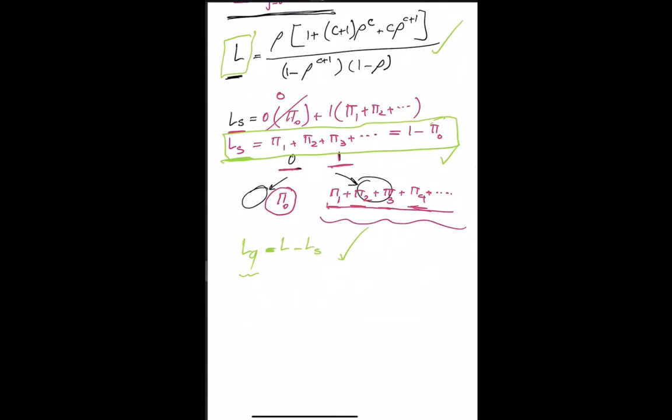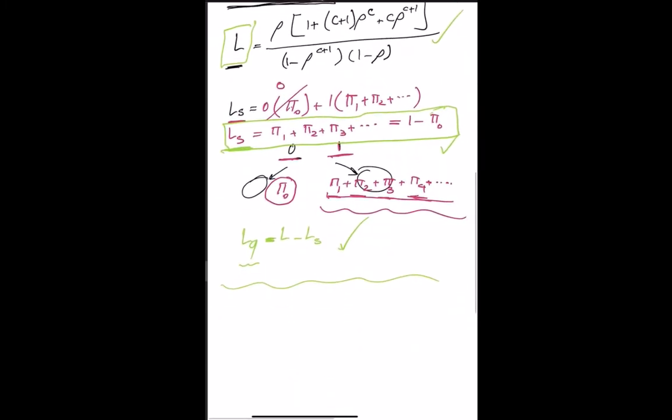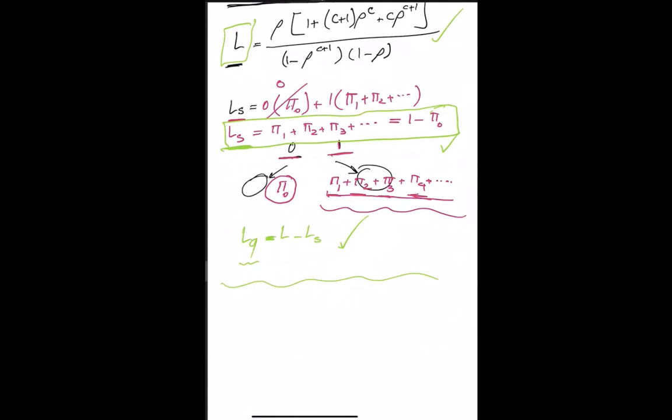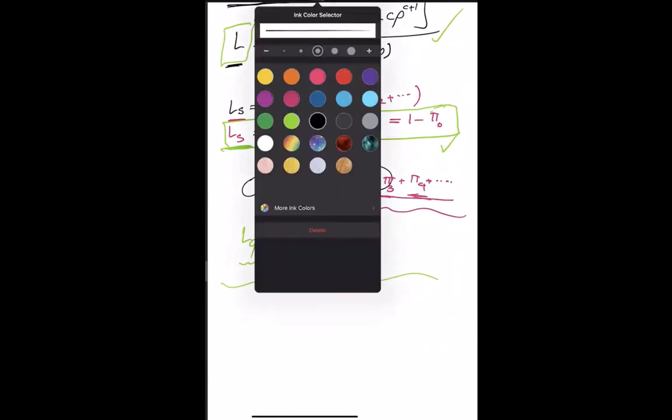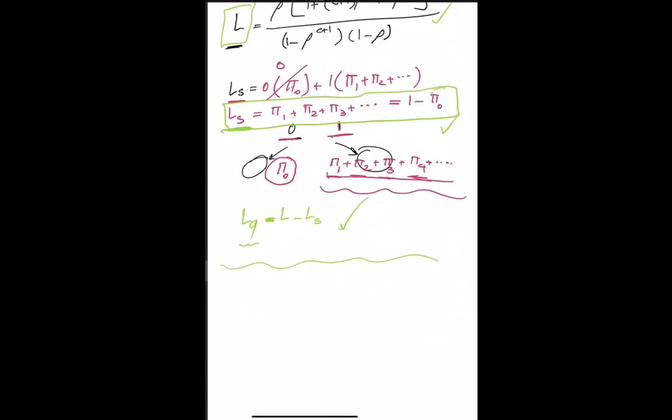And then the other things that are left. We calculated L, LS, LQ. We calculated the formula for pi j's and pi 0. What are the other things that are left? W. W, WQ, and WS. So we know the formula for W, right? Little's formula is L equals lambda W.